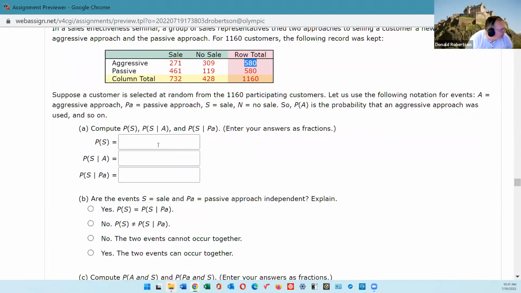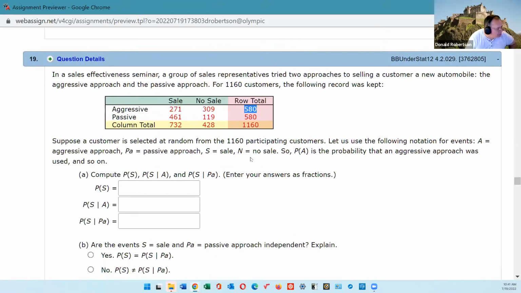Okay, let's calculate some probabilities. They've used letters to abbreviate things. This one is: what's the probability that there's a sale by any method? Well, the total number of sales was 732 out of a potential customer base of 1160. So, 732 sales out of 1160.